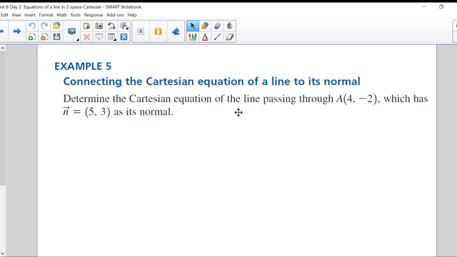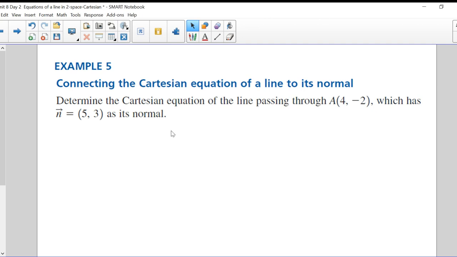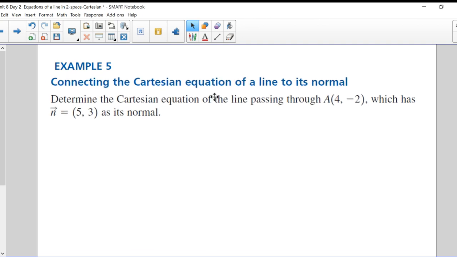Okay, determine the Cartesian equation passing through that point. I wonder if we could figure out this one. I'm going to stop for a minute and do this one. It says that the line passes through this point. It has a normal vector of 5, 3. What might that tell you if they're telling you not the direction vector, but the normal vector? So what do you think the Cartesian equation might look like?